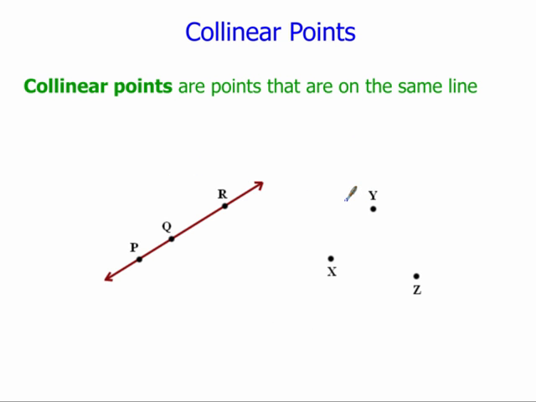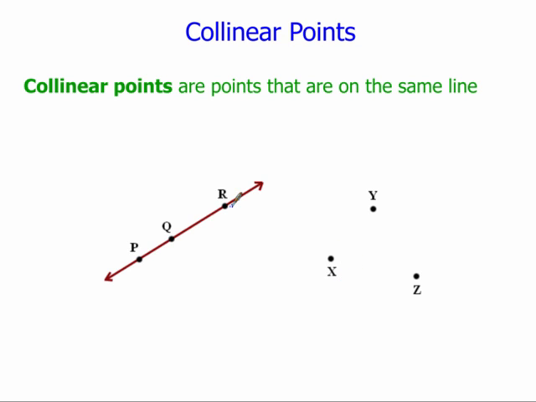Collinear points are points that are on the same line. For example, if I look in this picture, points P, Q, and R, those 3 points are all on the same line, so they would be what we call collinear. However, X, Y, and Z are not all 3 on the same line, so they are non-collinear.